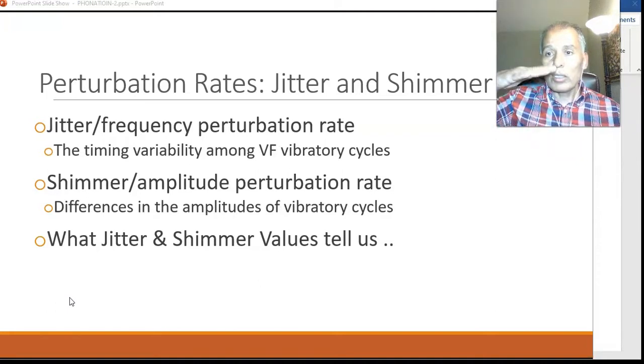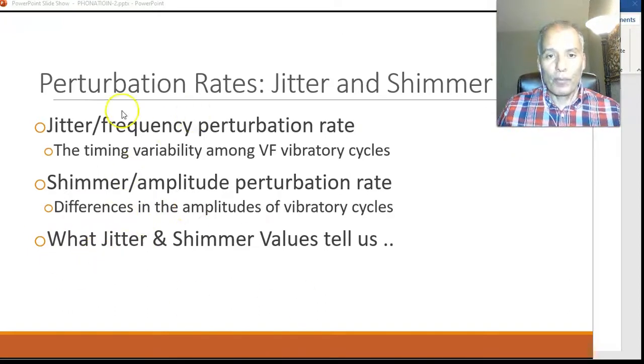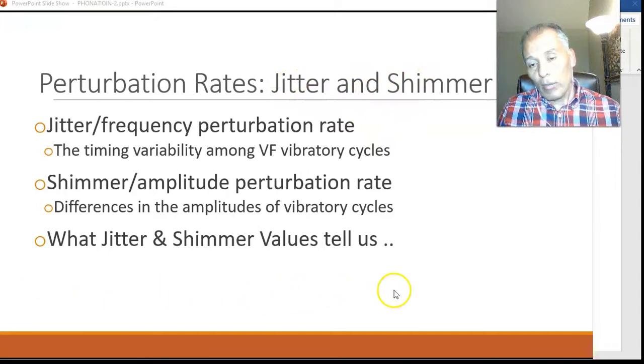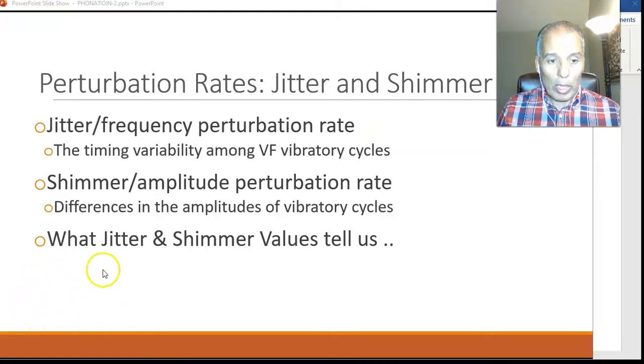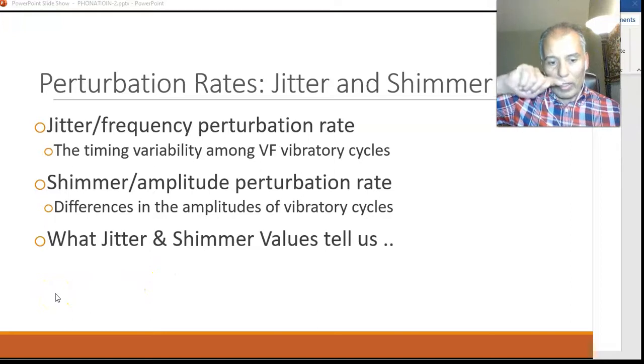So as a result, all of us, when we speak, there's a little bit of a difference between one cycle and the other. And that is in terms of wavelength, how big the cycle is. And that is called jitter. So again, the values, if it is between 0.2 and 1%, that is normal. For shimmer, loudness, say you have 100 cycles, you would expect each one to be the same loudness, but that is not the case. You are going to find that each one is slightly different than the other.